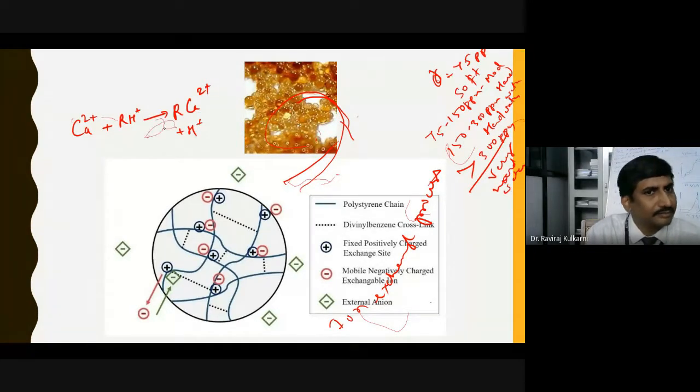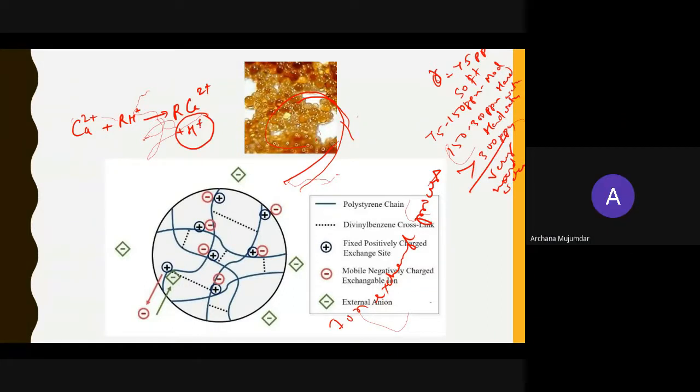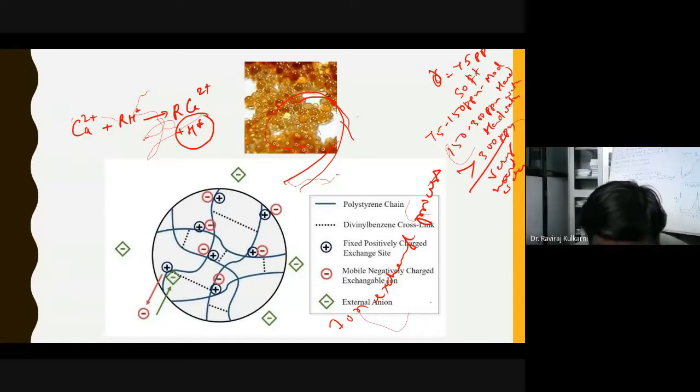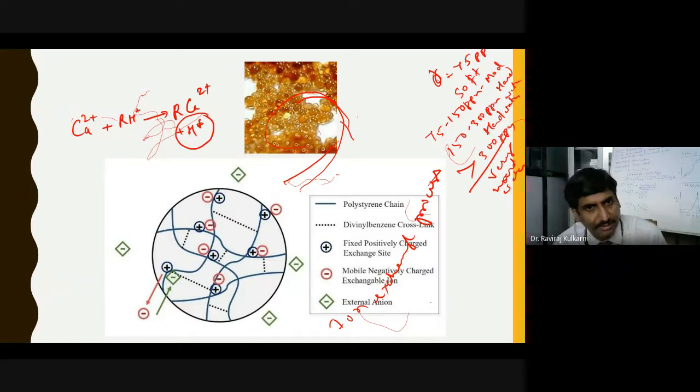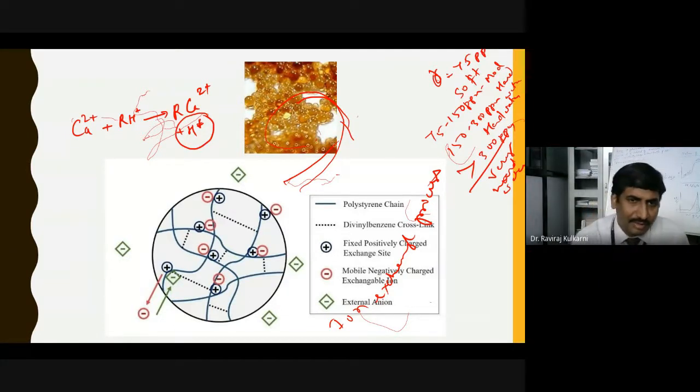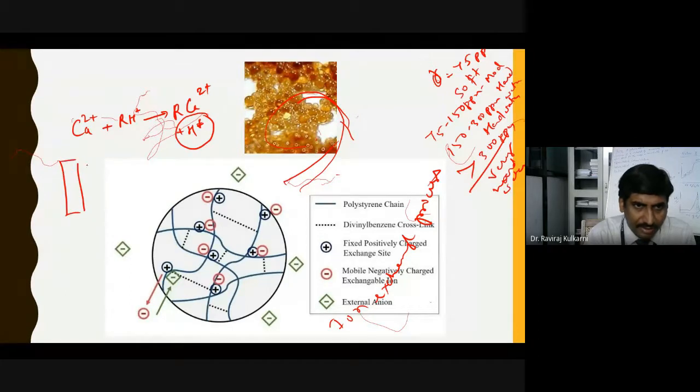Is that clear to you? In this exchange process, what happens to the pH of the solution? It decreases, very good. pH decreases because you are adding H plus ions. This is the first chamber. Usually an ion exchange column contains two chambers. One is the cation exchange chamber, then the water is sent to the anion exchange chamber. This is the anion exchange chamber, and this is the cation exchange chamber.